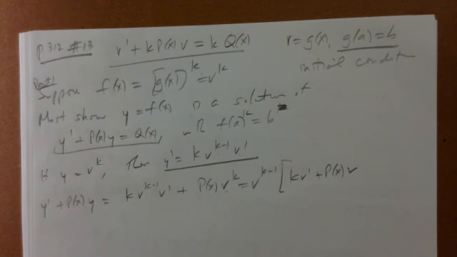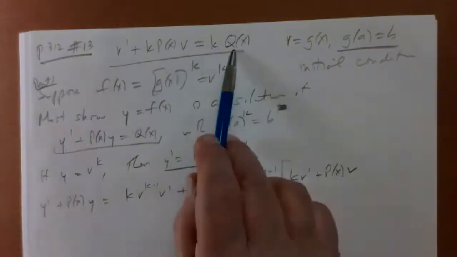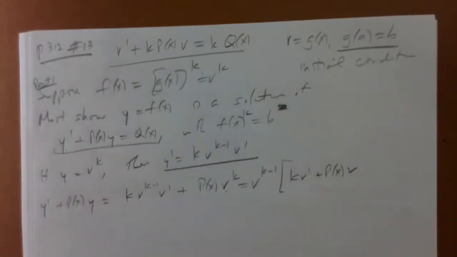Professor, that equation is non-homogeneous, right? Oh, of course, yes. Okay, it's not homogeneous because the right-hand side isn't 0.